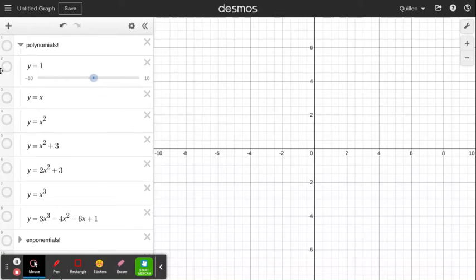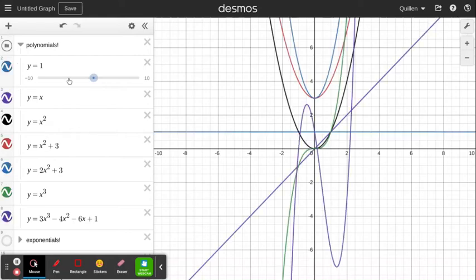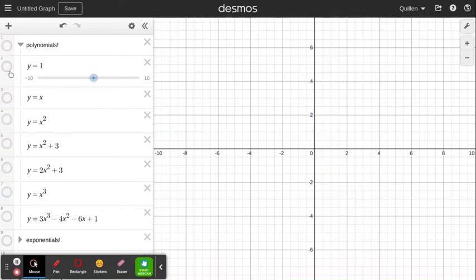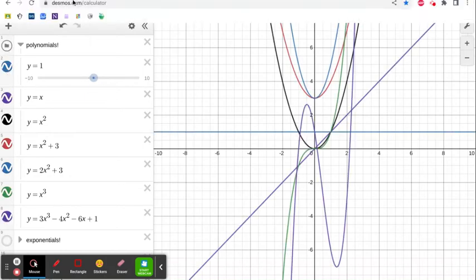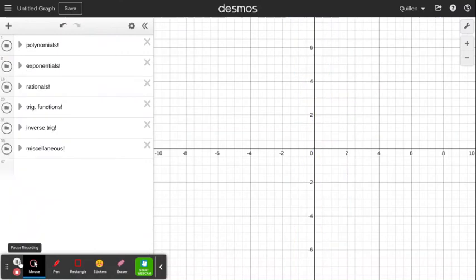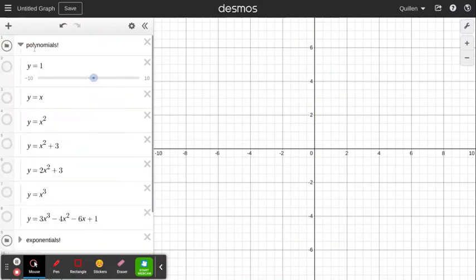So the most basic function is y equals c, where c is a constant. We're going to call that y equals 1 today. It's just, whoopsie, that's not what I meant to do. One moment. Sorry about that. I misunderstood how Desmos worked.